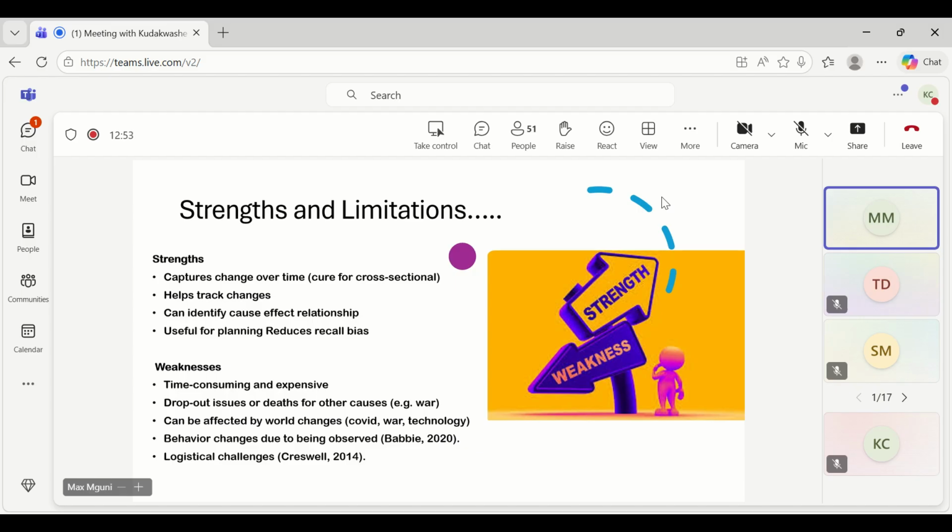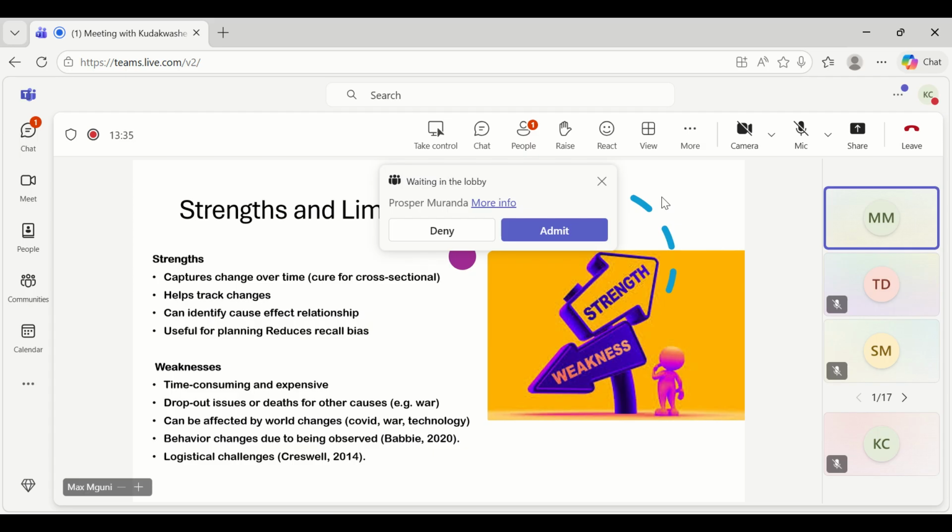Some of the weaknesses: it's time-consuming and it's expensive. Remember, you are following individuals over time, or you are going back in time looking at health records and mining health and safety records from 40 years ago. You may need to go back into the archives. These are very expensive studies. You've got dropout issues. Some people may just decide not to participate any longer. Some people pass away, unfortunately. This can also be affected by world changes such as COVID-19. Imagine you are doing a study and then in 2019, suddenly 2020, there's lockdown, and the lockdown goes on for 2 years. Unfortunately, you won't be able to track those people.